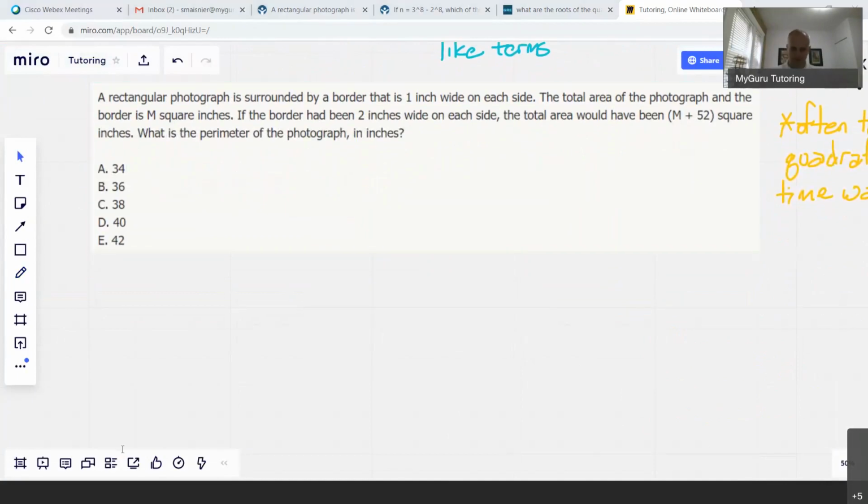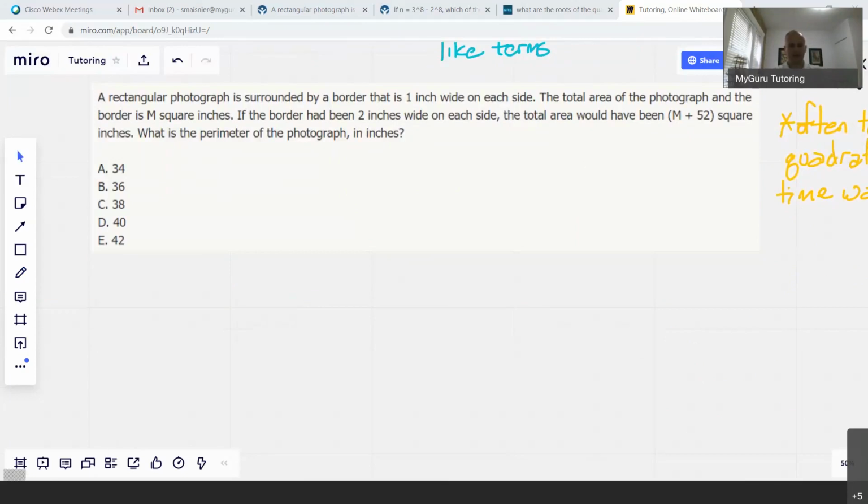One of the things we always want to do with just GRE GMAT problems in general is skip to the end and identify the sought value, and basically label your choices as that value as algebraically as possible. So what are we being asked for if we skip to the end of this problem? Well, we're being asked for the perimeter of the photograph in inches.